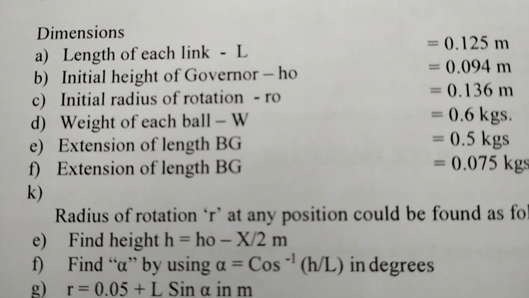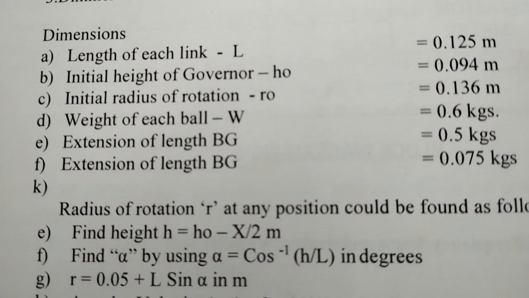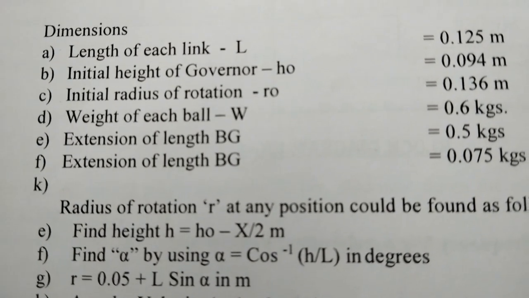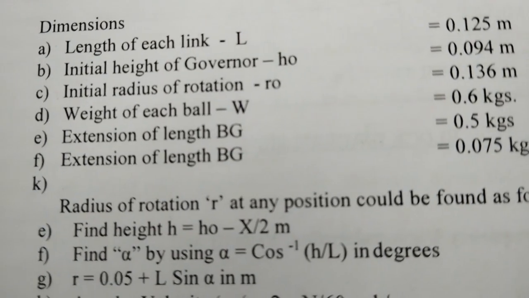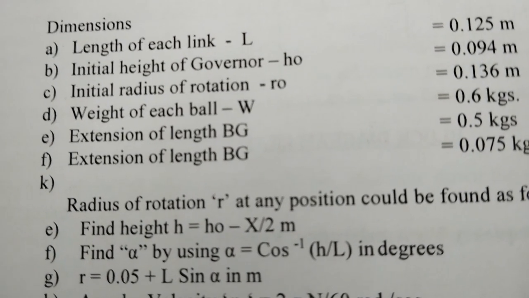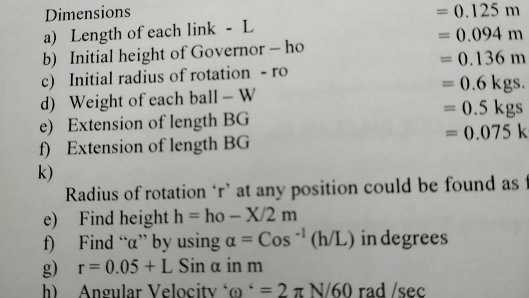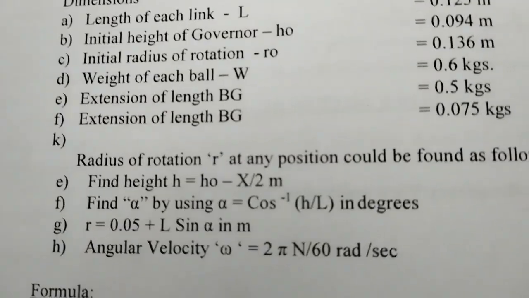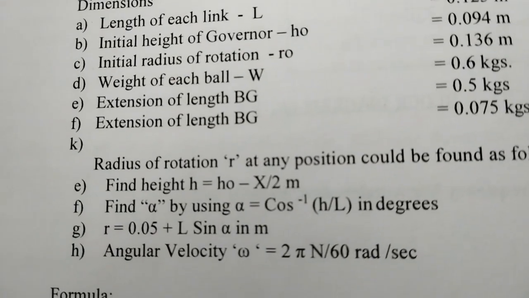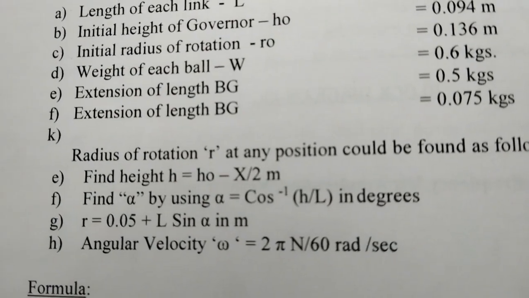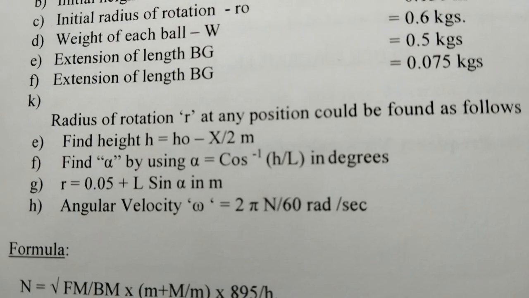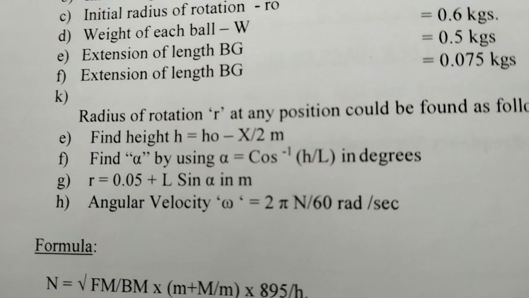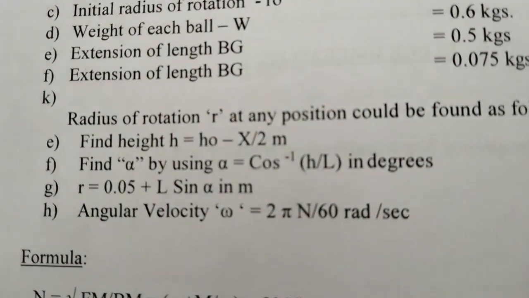So basic specifications for the governor: length of each link 0.125 meter, initial height of the governor h0 is equal to 0.094 meter, and initial radius of rotation r0 is equal to 0.136 meter. Weight of each ball is 0.6 kg. Extension length Bg is equal to 0.5 kg, and extension of the length Bg is equal to 0.7 kg, and we have a height formula: h is equal to h0 minus x divided by 2.